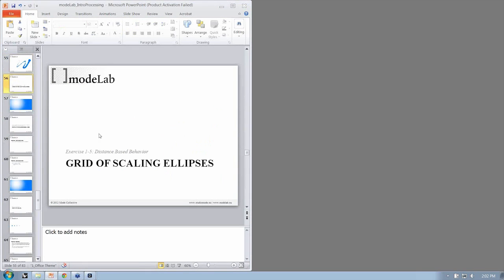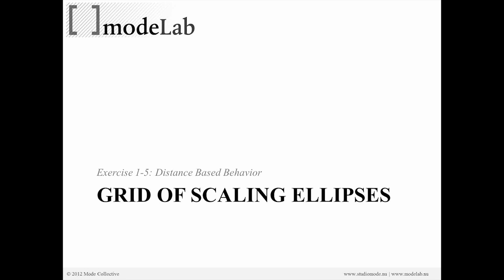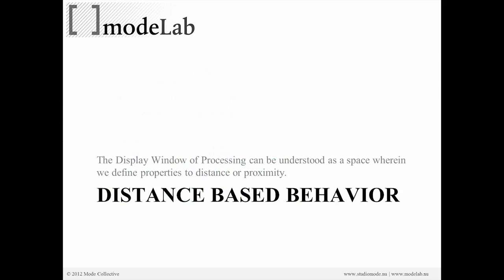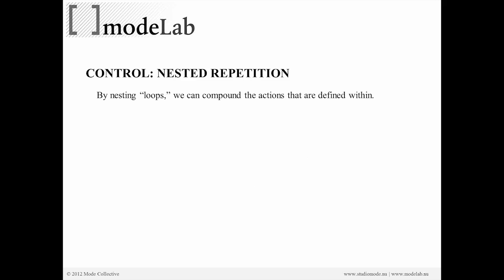Let's talk about what kind of concepts we need to be able to do this, right? So we said this is going to be distance-based behavior. So we're going to create a grid of scaling circles or ellipses, right? So what we're going to do is review the fact that the display window has a coordinate system, right? So essentially we have a space in which to work with. So we can define properties of anything inside the display window relative to their distance or proximity to, let's say, the mouse as an input, right?